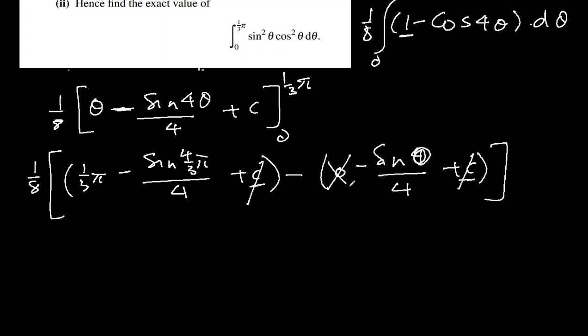No need to look at them. 0 is 0, sine 0 is also 0. 0 divided by 4 is also 0. That means this part, we don't even have to look at this. So what are we left with?